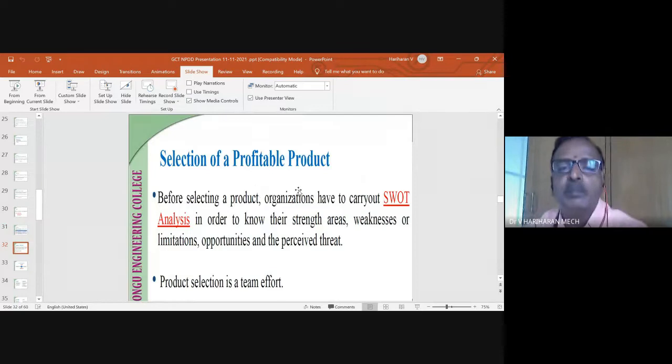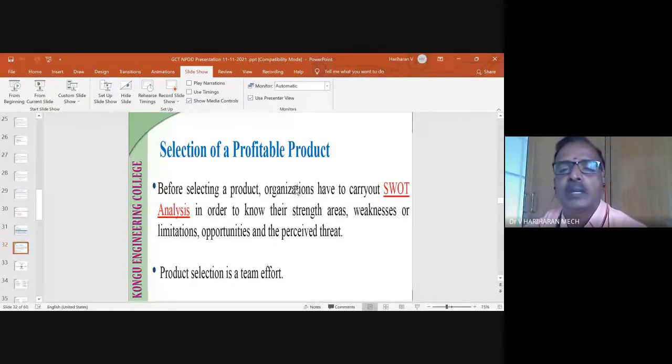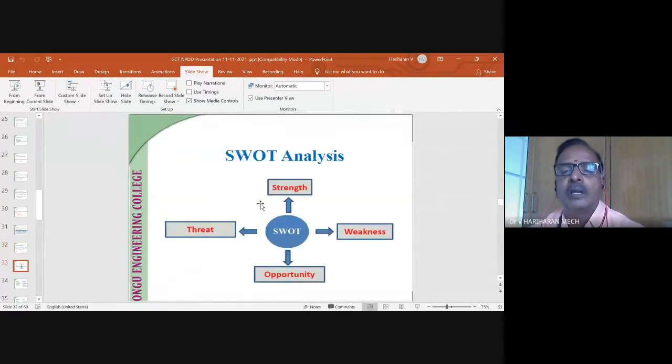Then selection of a profitable product. How can you select a profitable product? Before selecting any product, a new product design, the organization has to carry out SWOT analysis. You know what is the meaning of SWOT analysis? There is S for strength, W for weakness, O for opportunity, T for threat. This is called the SWOT analysis.